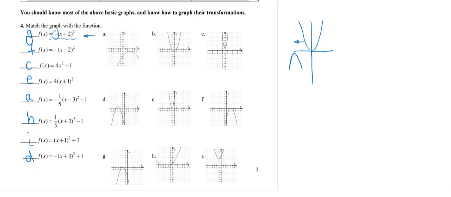This is how I match the functions with the graphs. Do you agree with my choices?